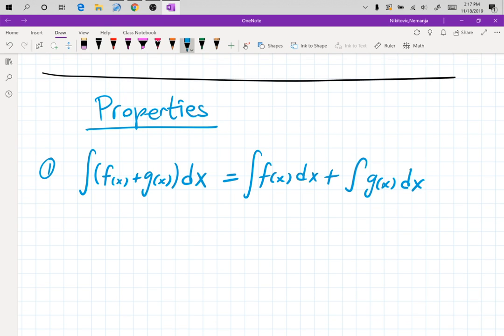We have the same thing for minus. So integral of f of x minus g of x dx would be integral of f of x dx minus the integral of g of x dx.